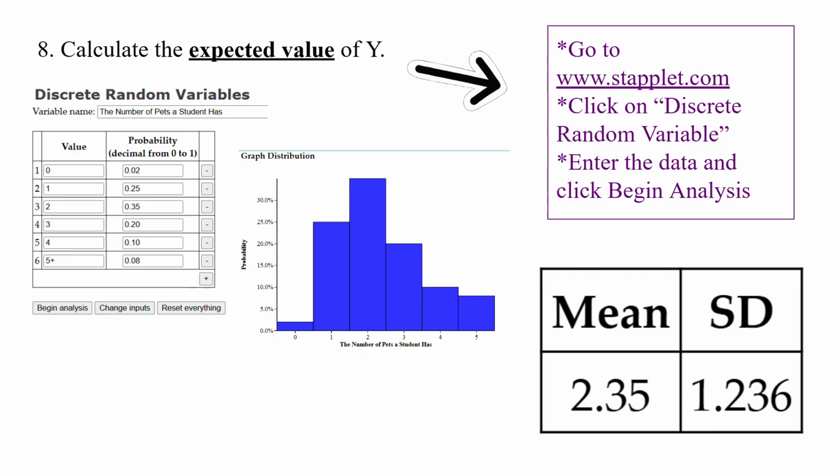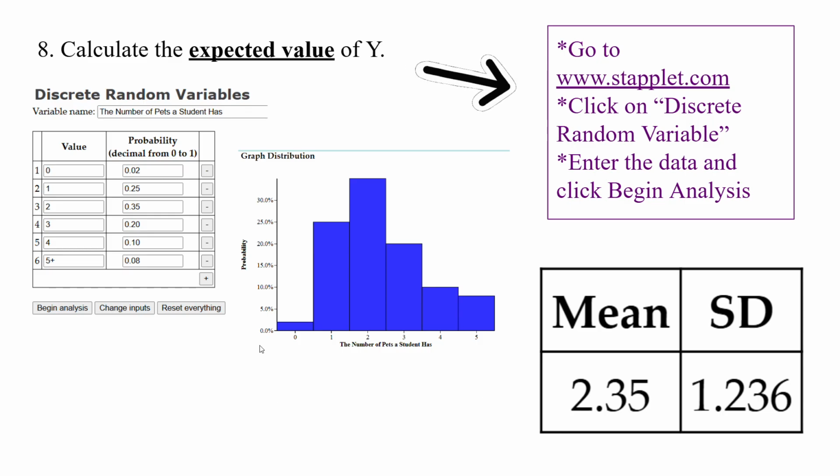All right, and then in number 8, we're calculating the expected value. There are 2 ways you can do this, and on the next couple, not necessarily with the same data, but there are 2 ways you can do it. You can go to that Omni calculator and find it, or you can plug it into Stapplet under the discrete random variables. Click on this discrete random variable on that front page. It'll take you to this one. Type in those values, hit begin analysis, and then it will give you your graph as well as your mean and standard deviation. Your mean in this case is that expected value for the discrete random variables, and so the 2.35 is what we're looking for in this case.